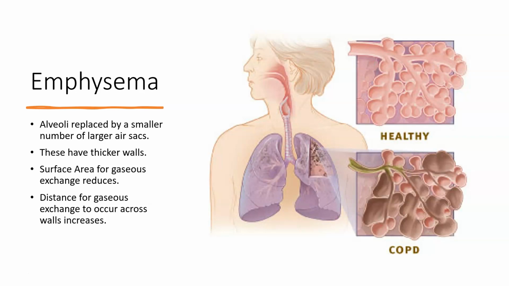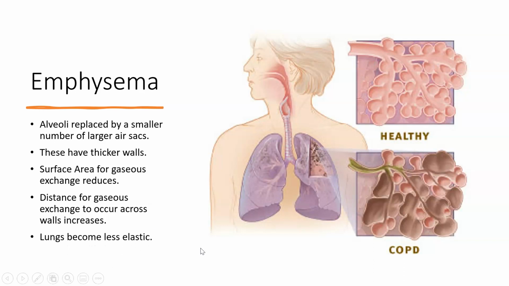On the diagram, you'll see it says COPD. Now, this is chronic obstructive pulmonary disease. This is an umbrella term of which emphysema is part. Quite a few of the diagrams you see here will say COPD. That's just because it's the umbrella term as such.